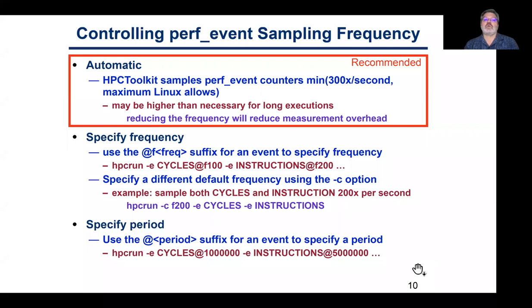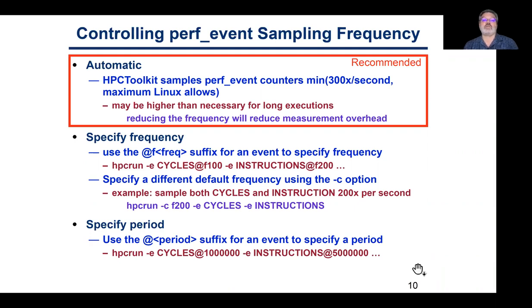Okay. So there are a couple of ways of controlling the sampling frequency for the perf events. The recommended way is automatic. We use this frequency-based sampling, which samples at a certain rate per second. And we set that when HPC Toolkit is installed.